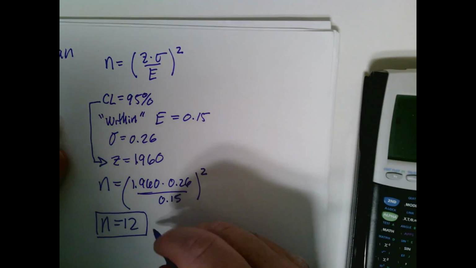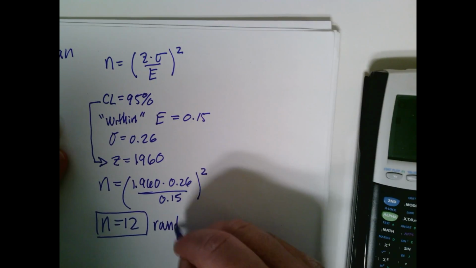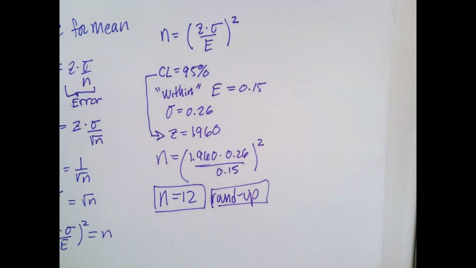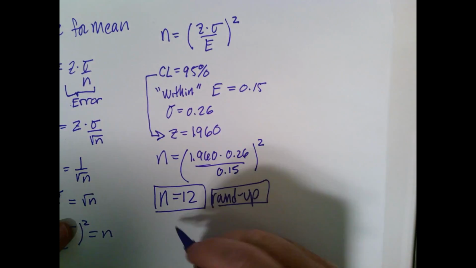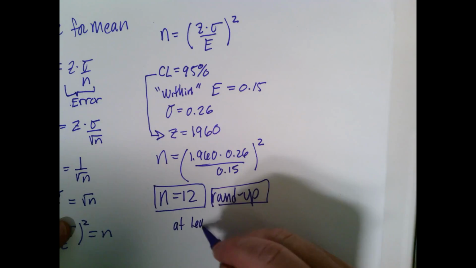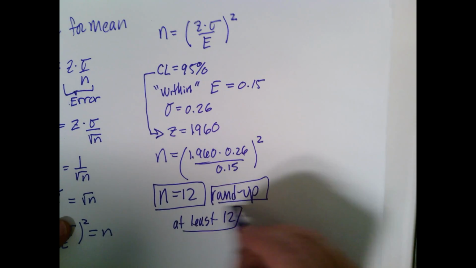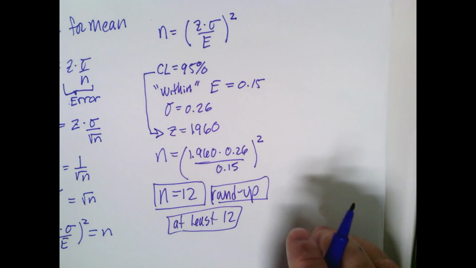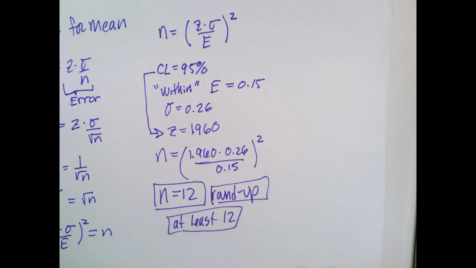so round up. We'd rather have too many than not enough. Okay, so I guess the answer would be we need at least 12, would be a better way to say it. But for what we're doing, 12.